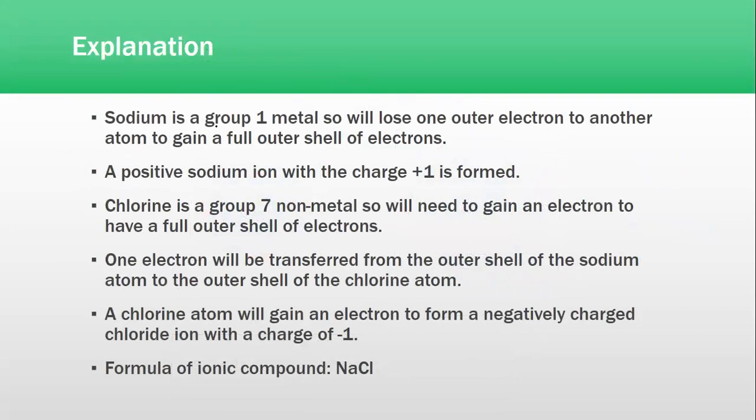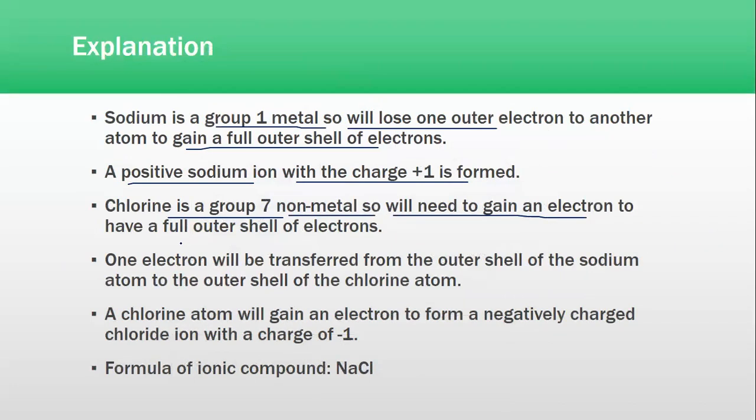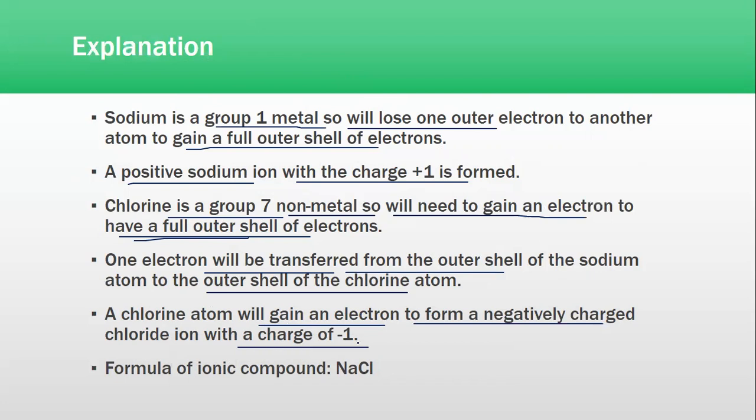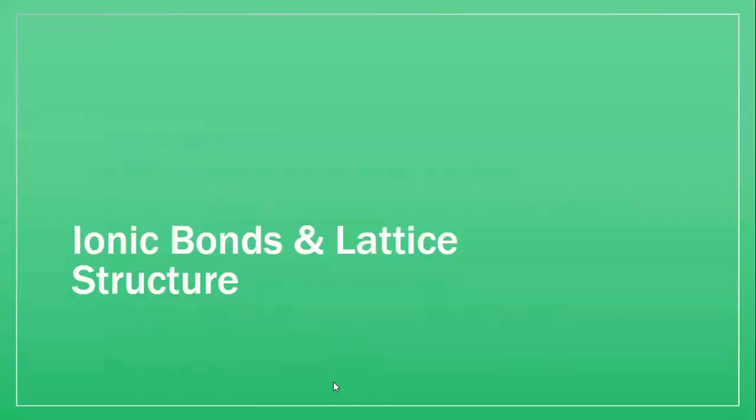So we know that sodium is a group 1 metal, so it will lose one outer electron to another atom to gain a full outer shell of electrons. A positive sodium ion with a charge of +1 is formed, and chlorine is a group 7 non-metal, so it will need to gain an electron to have a full outer shell of electrons. One electron will be transferred from the outer shell of the sodium atom to the outer shell of the chlorine atom. A chlorine atom will gain an electron to form a negatively charged ion with a charge of -1, and the formula of the ionic compound will be NaCl.